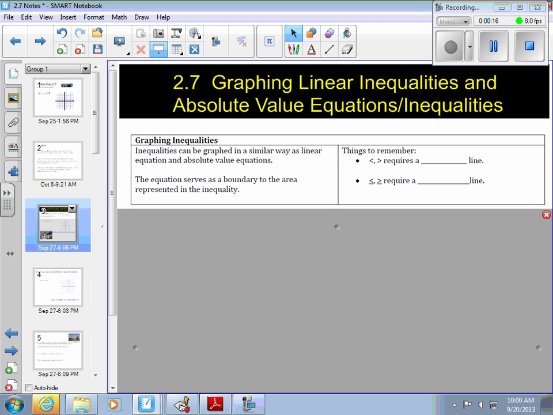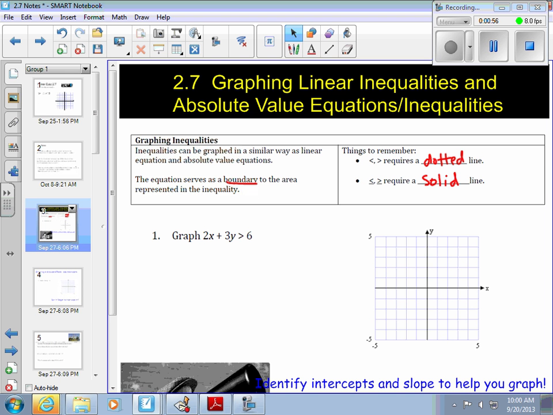Recall from graphing before with inequalities that when you have a less than or greater than sign, you need to use different types of symbols. So less than or greater than, you want to use a dotted or dashed line. If it's less than or equal to or greater than or equal to, you want to use a solid line when graphing your line out. This equation then serves as your boundary line to the area that is represented in the inequality. So the area that makes all the solutions true needs to get shaded in to show that those are the solutions. Let's try a problem out from your note sheet.